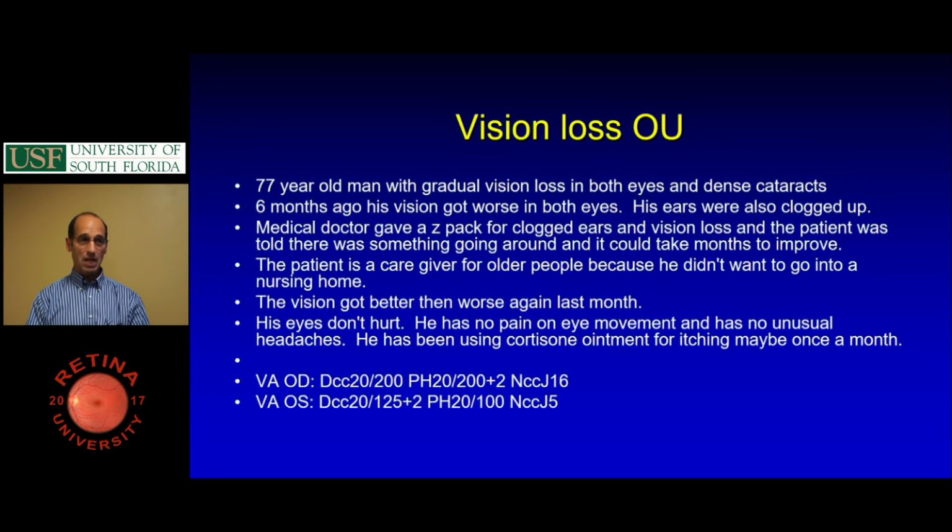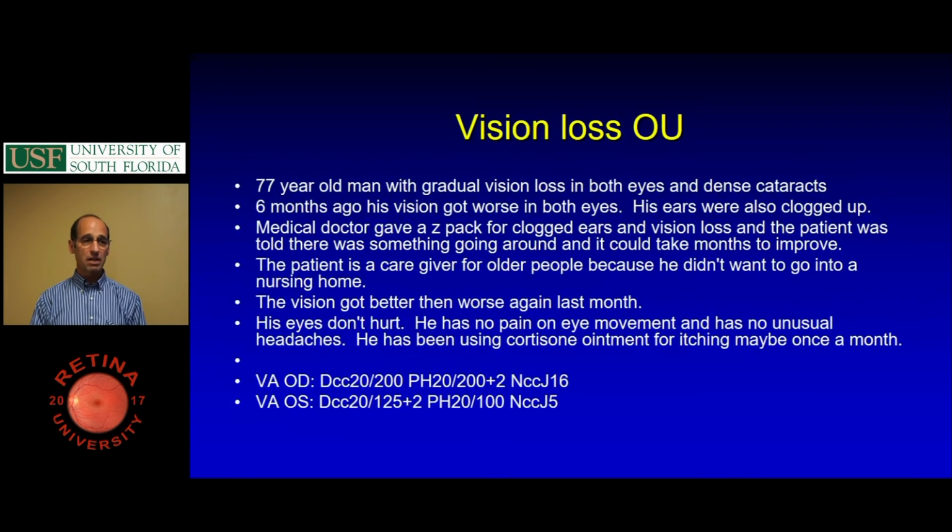So this is a 77-year-old guy I saw about 3 or 4 months ago. He's really angry at me. He's had gradual vision loss in both eyes, and he has a weird history. 6 months ago, his vision got worse. His ears were clogged up. He got a Z-Pack. They got better. He caregives for older people, so he's exposed to all sorts of weird things. His vision got better last month. His eyes don't hurt, no pain on movement, and he's been using steroid ointment. So it's like this whole thing.